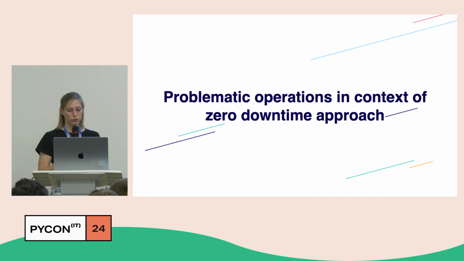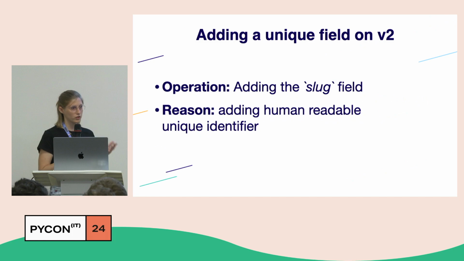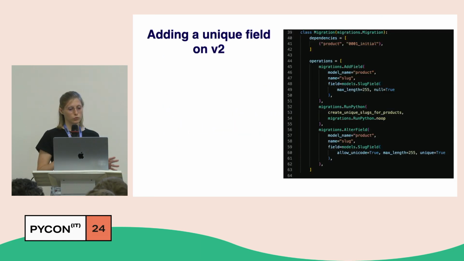So let's move on to the problematic operations. We'll start with adding a unique slug field that will be a human readable identifier of our product. Okay, so what you see on the right is Django migrations. And for those who don't know, migrations propagate object relational mapping changes into the database schema.